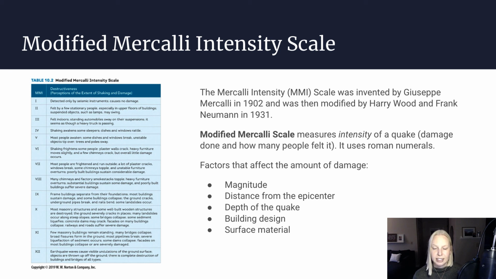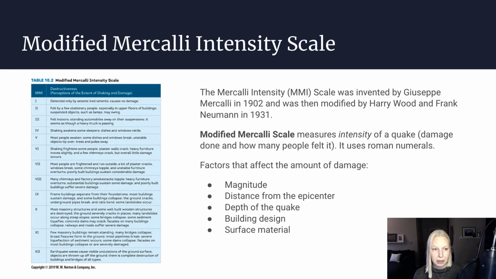Some factors that can affect the amount of damage, or the intensity, of an earthquake include its magnitude. So we consider the moment magnitude value when we're calculating its Mercalli scale intensity. We consider the distance from the epicenter. So the intensity is going to be different closer to the epicenter. It'll be higher closer to the epicenter, and less intense the further away you are from the epicenter of the earthquake. The depth of the earthquake influences the intensity, as well as building design or structural design, and the material at the surface of the earth, whether it's lithified rock or unconsolidated sediment, can really affect the amount of damage that is done, and thus the intensity of an earthquake.